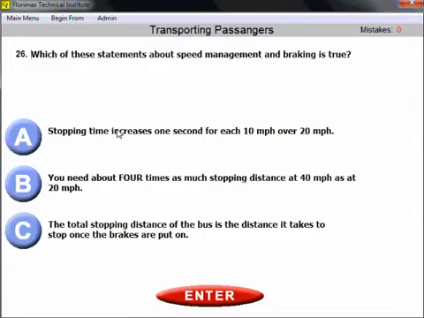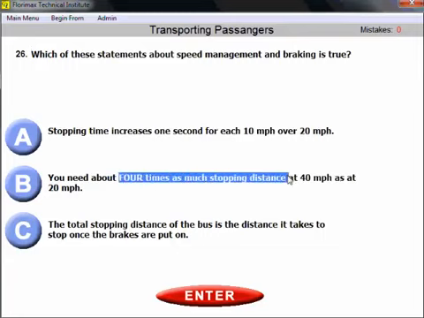Question number 26. Which of these statements about speed management and braking is true? Speed management and braking, and you should also be well familiar with this matter. 4 times as much stopping distance is required when speed is increased 2 times. You know, if you increase your speed from 20 to 40, you need 4 times as much stopping distance as you need for speed 20 miles per hour. All right.